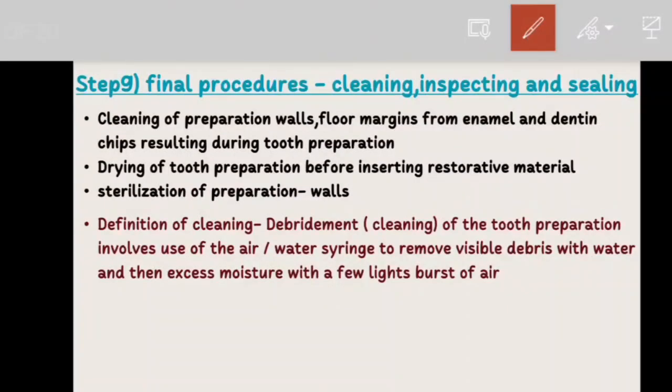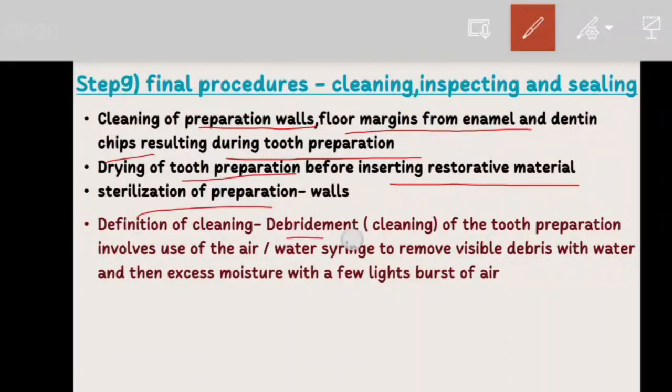Now step 9, final procedure, which includes cleaning, inspecting and sealing. Cleaning of the preparation wall and floor margins from the enamel and dentine chips resulting during the tooth preparation, then drying of the tooth preparation before inserting restorative material, and sterilization of the preparation wall. The definition of cleaning is debridement, that is, cleaning of the tooth preparation involves the use of the air water syringe to remove visible debris with water and the excessive moisture with a few light bursts of air.